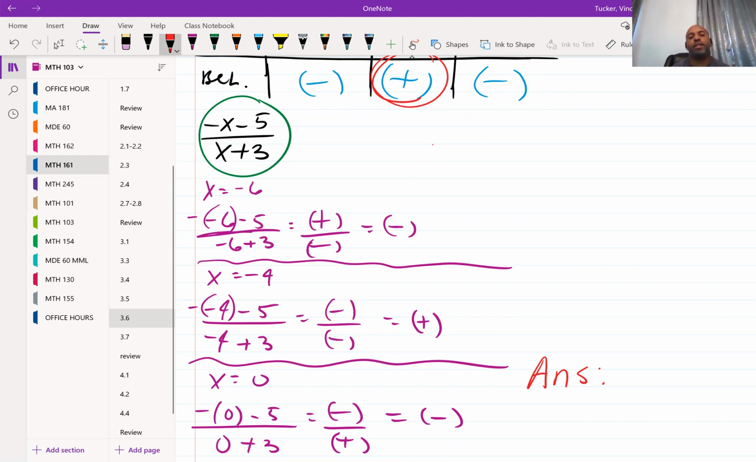So plugging in -6 gives us a negative result. Plugging in -4 ends up giving us a positive result. Plugging in 0 gives us a negative result. Notice each one of our outcomes, going all the way to the beginning of this section, alternated in signs. But you cannot lean on that thought process every single time, especially if you were to go into calculus. It's not always going to alternate like that. So you do want to make sure that you hold true to the process.